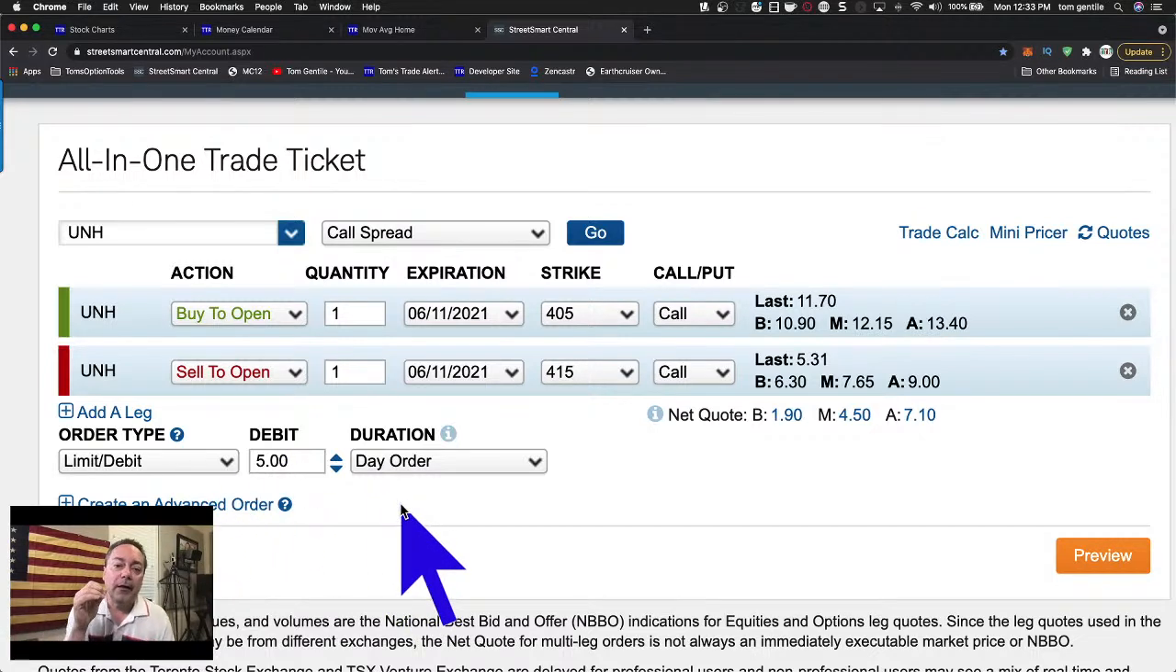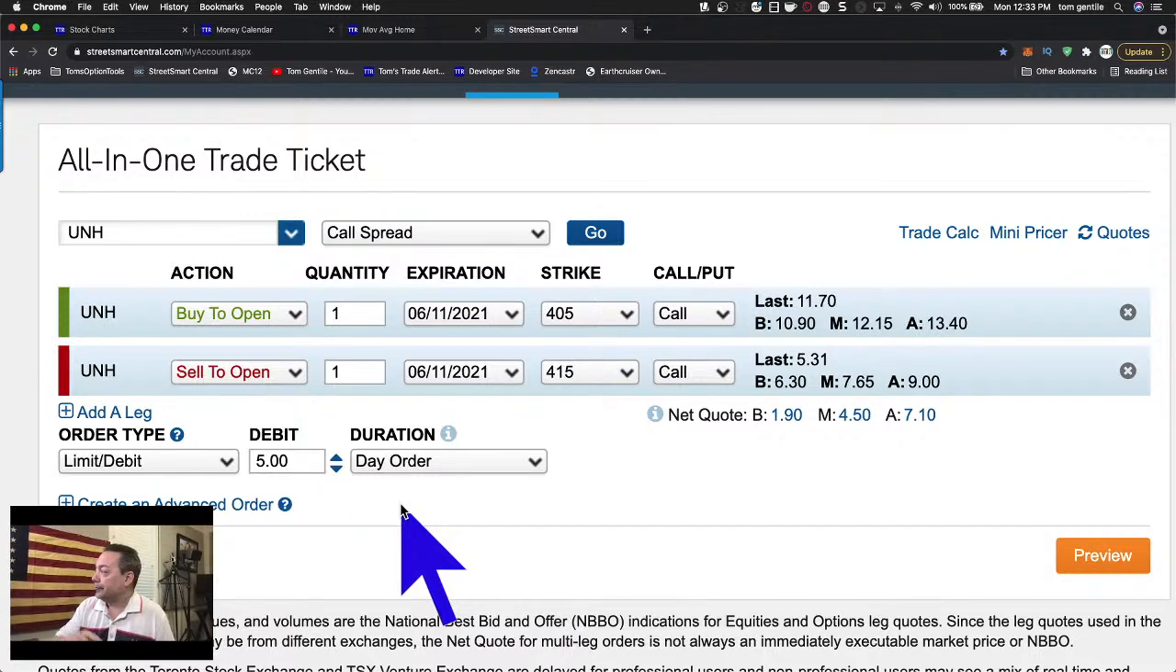So now what I'm doing is giving myself the right to buy UNH for $405, and I'm obligated to sell it at $415. Basically, I can buy it at $405 and I'm forced to sell it at $415 if someone claims it from me. That means I'm going to make $10 on this trade all day long. If I'm only going to pay $5 for something I can make $10 on, that's a potential double. That's how I use spreads.